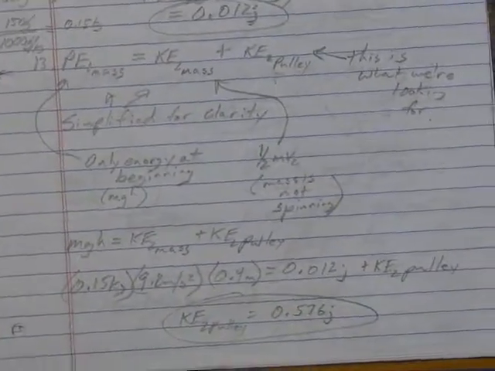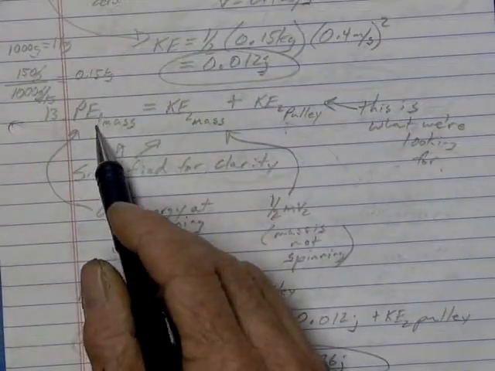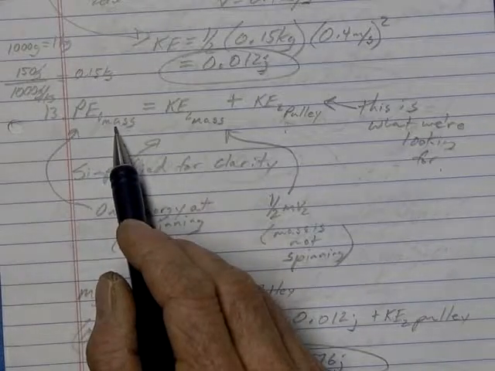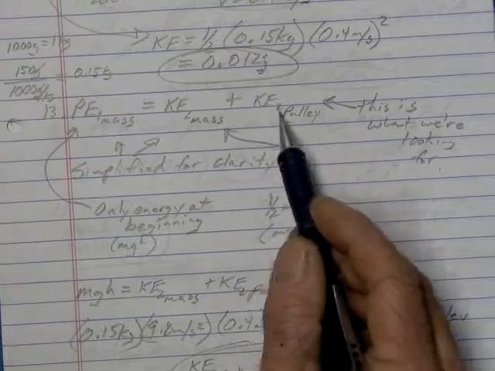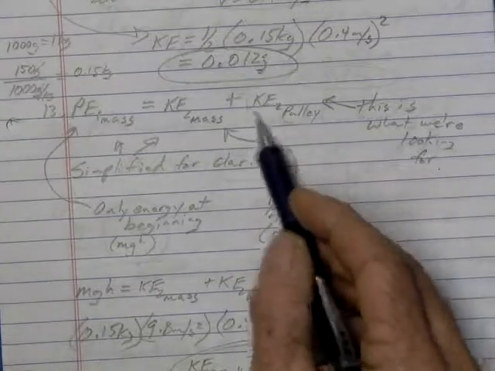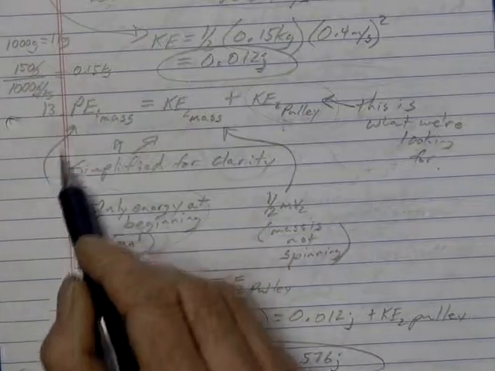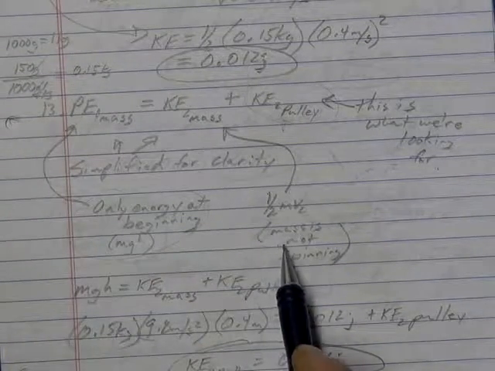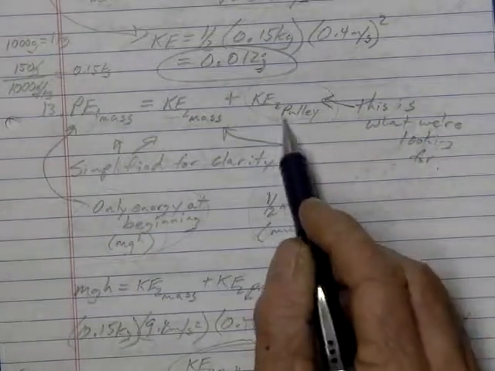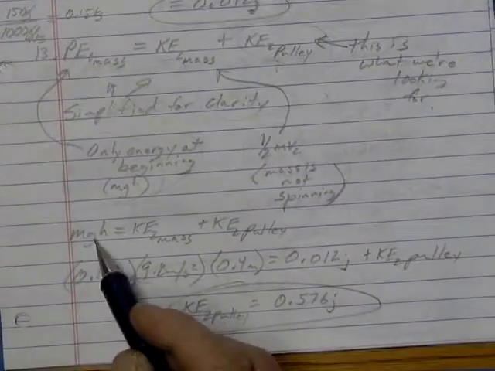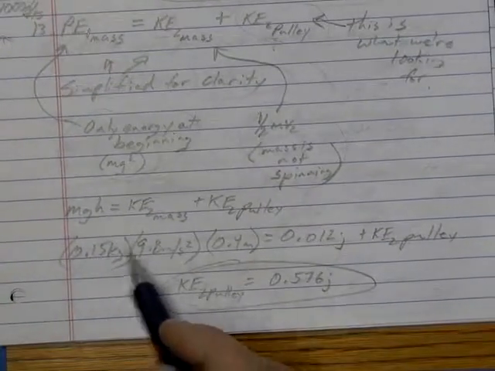Now, what did I write here? This looks complicated. Oh, but it's not. I wrote it all out. PE1 of the mass equals KE2 of the mass plus KE2 of the pulley. And that's what we're looking for. This is the only energy at the beginning. It's mgh. This is 1/2 mv squared. And this is the one we're looking for. So we have mgh equals KE2 plus KE2 for the pulley.